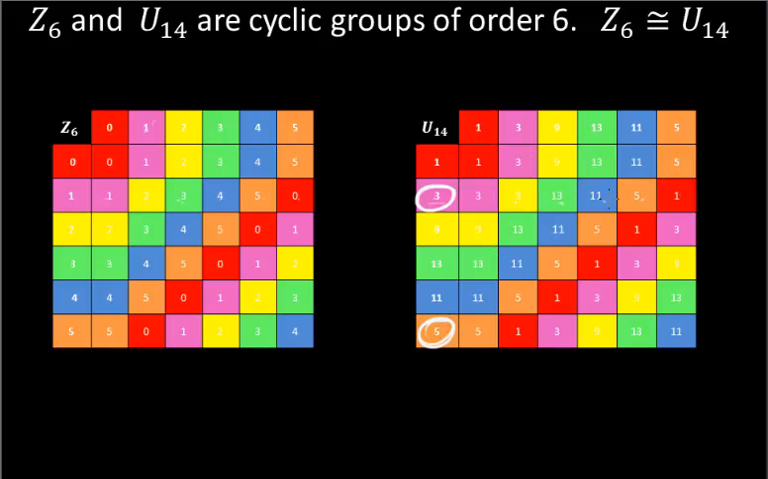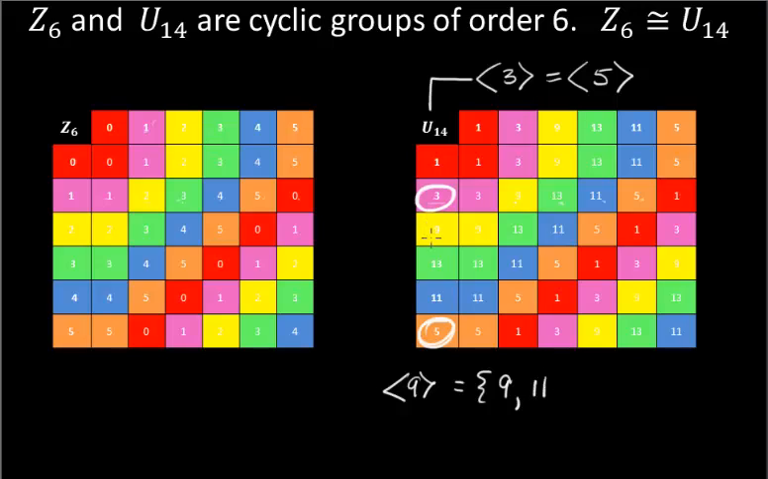Notice every element of any group generates a cyclic subgroup. 3 and 5 generate the entire group. That's why it's called cyclic. The group is cyclic. But 9, if we generate the little subgroup generated by 9, we get 9, okay, 9 times 9 is 11, and 9 times 11 is 1. So as soon as we get to the identity, we're done.